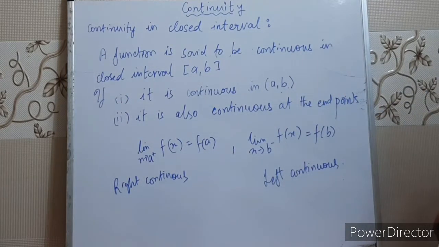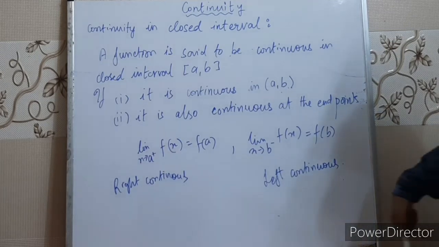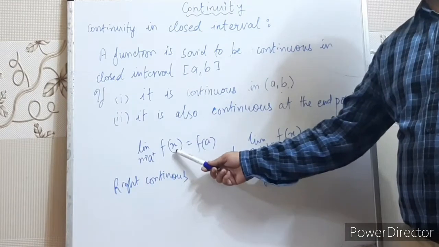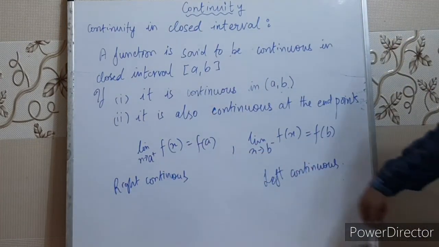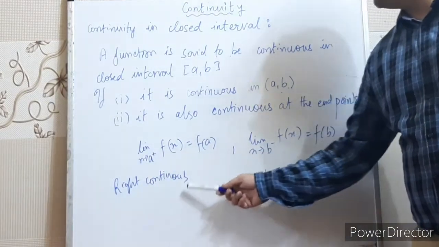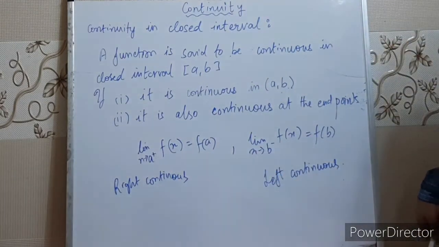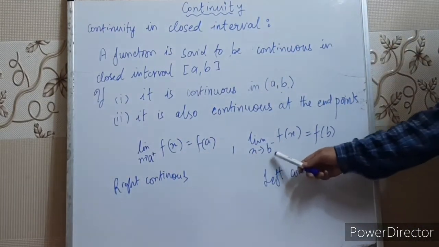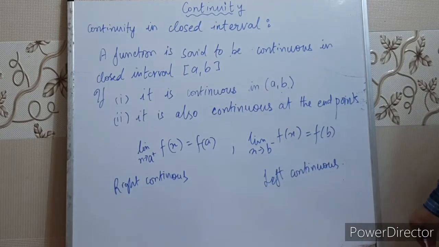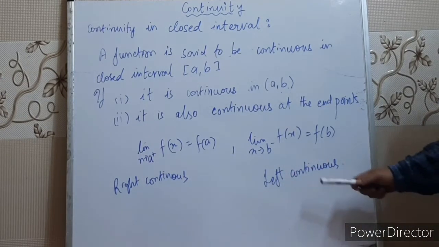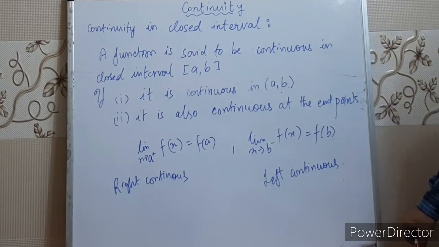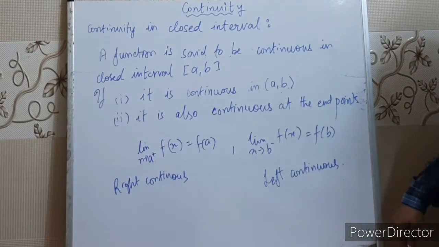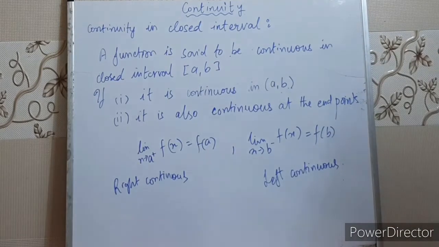So to show that the function is continuous at the end points, we can say that the right hand limit of the function at a is equal to the value of the function at a. That means the function should be right continuous at a, and the left hand limit of the function at b is equal to the value of the function at b. That means the function should be left continuous at x equals b. Then we can say that the function is continuous at the end points. Right, children? Note down.